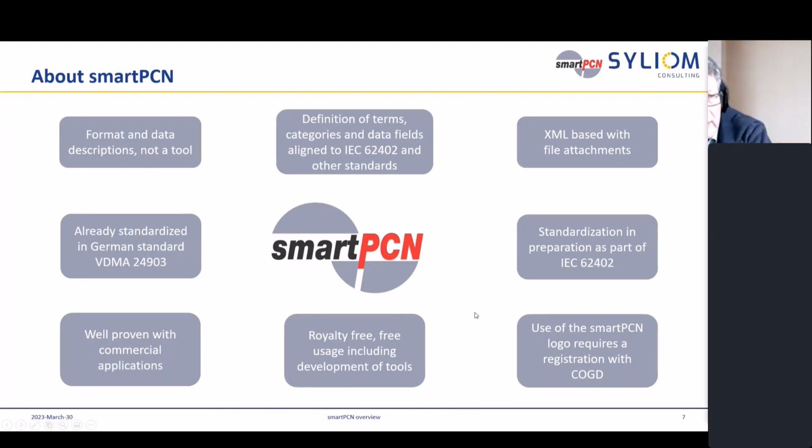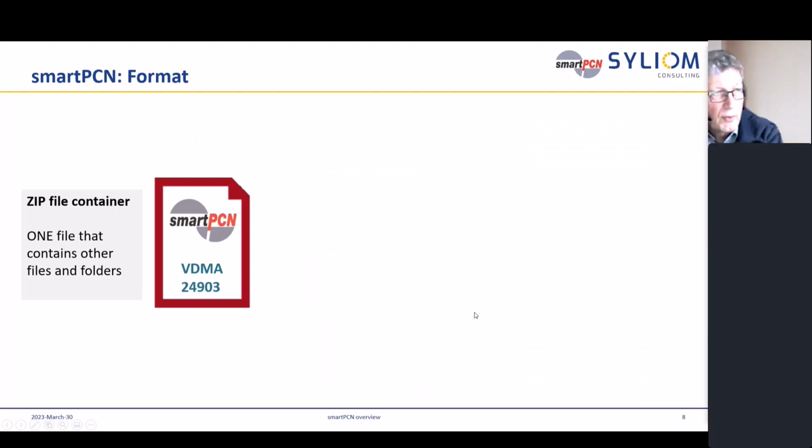Good. So what is now behind this format? First of all, a smartPCN file is a zip file container. So we use that zip. We know that zip file container from the old days of computing, and it is one file that contains other files and folders in a kind of compressed format.